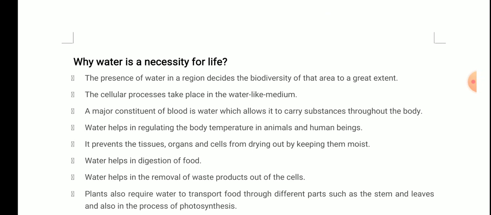Okay, so first, a very important point, it is talking about biodiversity. I told you wherever the word bio comes, it means life, and diversity means different life forms. So the region that has different life forms is dependent on the presence of water. Definitely, each and every living organism needs water. It may be true that some need little water and some need more, but eventually everyone needs water for its daily activities. So the presence of water in a region decides the biodiversity of that area to a great extent.